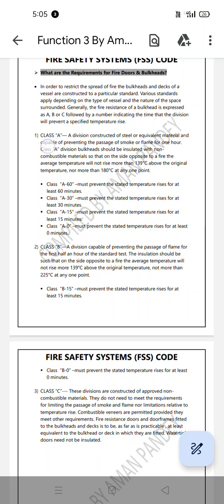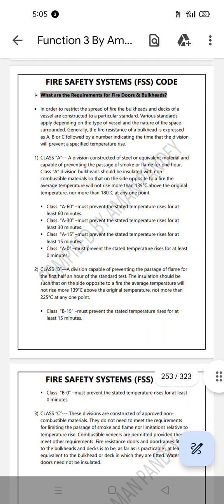In order to restrict the spread of fire, the bulkheads and decks of a vessel are constructed to a particular standard. Generally, the fire resistance of a bulkhead is expressed as A, B, and C, followed by a number indicating the time that the division will prevent a specific temperature rise. Class A division is constructed of steel or equivalent material capable of preventing passage of smoke or flame for 1 hour.